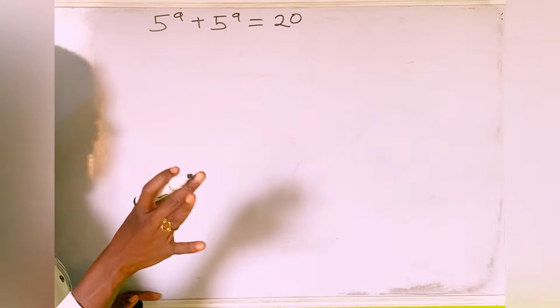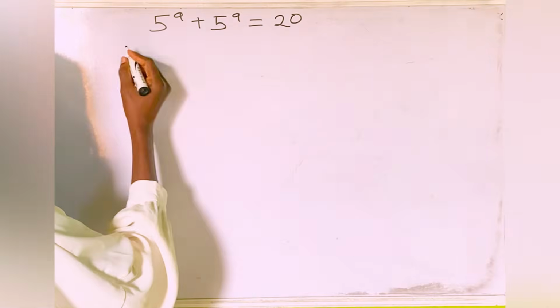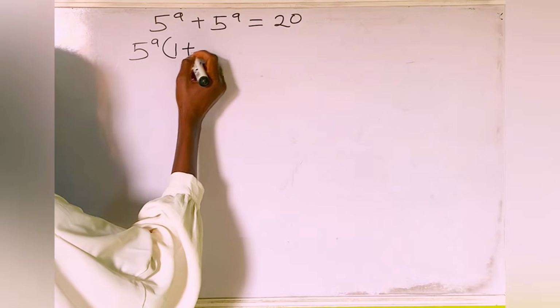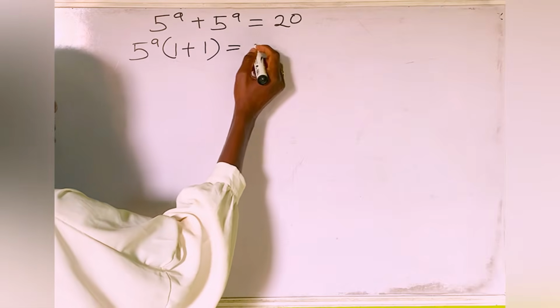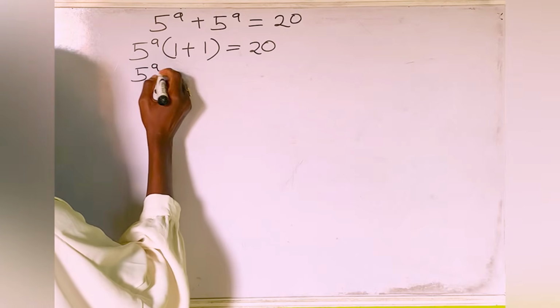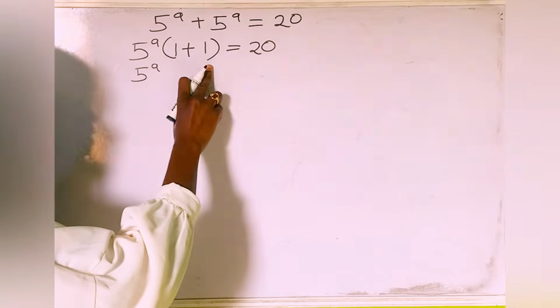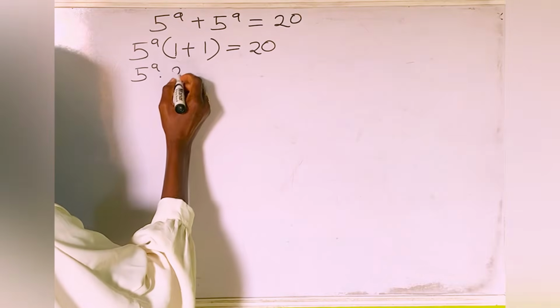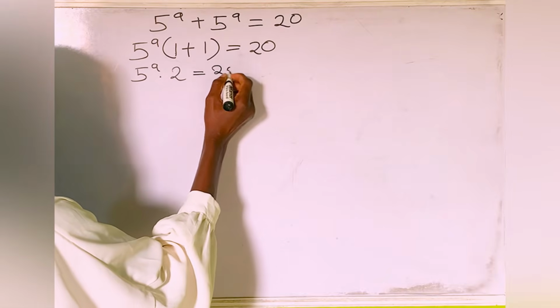Now, the first thing to do here is find what is common here. We have 5 to the power of a is common. Say 1 plus 1, that's equal to 20. Okay? 5 to the power of a, you have a bracket, that means it is multiplication, multiplied by 1 plus 1, you have 2, is equal to 20.